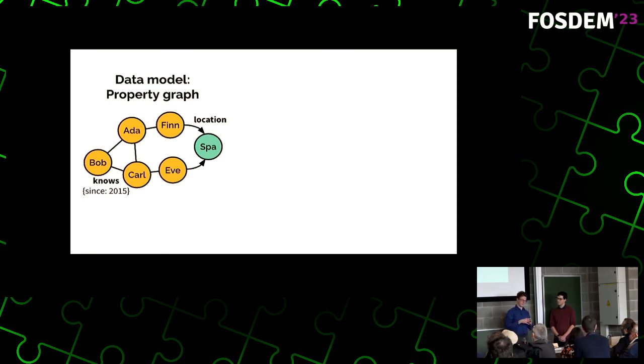For example, this is a small social network consisting of 5 person nodes and a single city node, which is the city of Spa. And the properties can be on the nodes. For example, here the nodes have names, and the edges have attributes like the date when the friendship was established. We can see that Bob and Carl met in 2015.